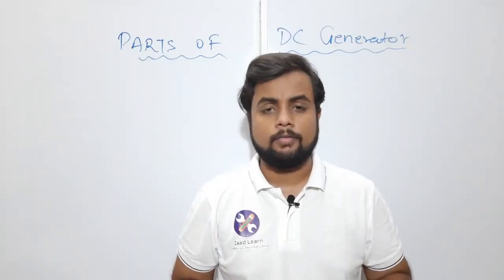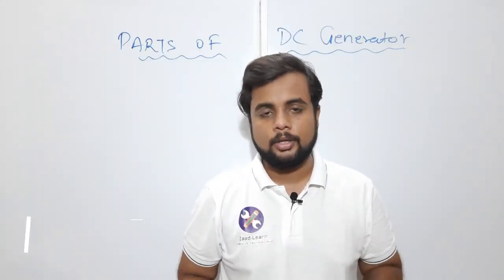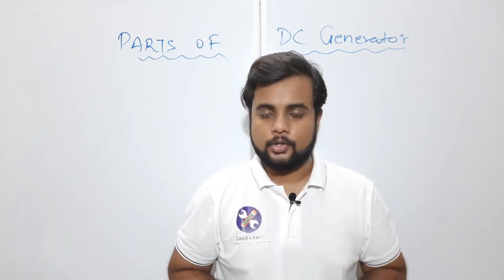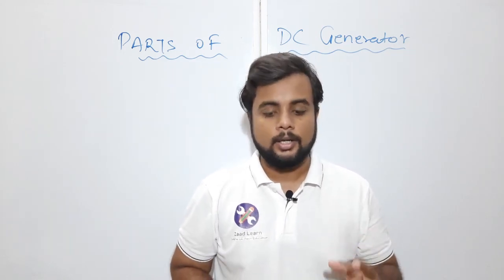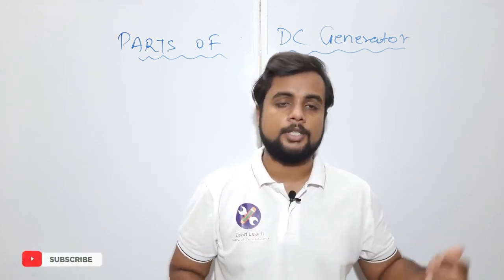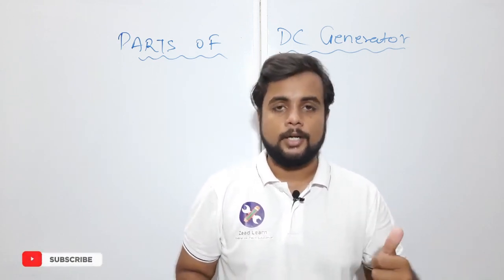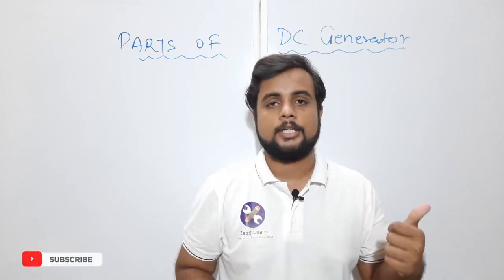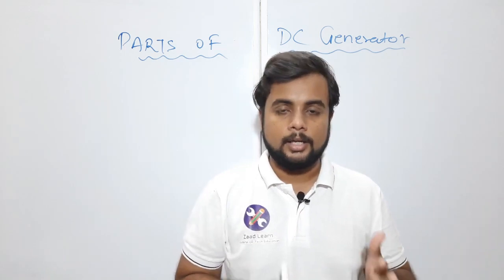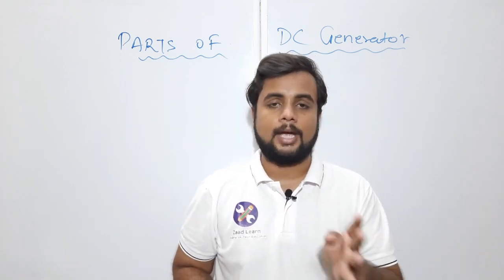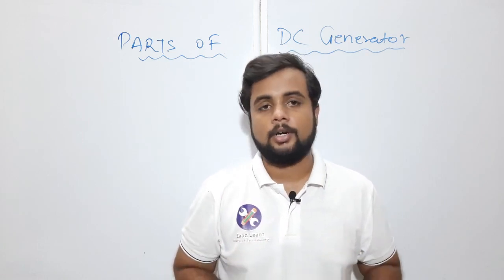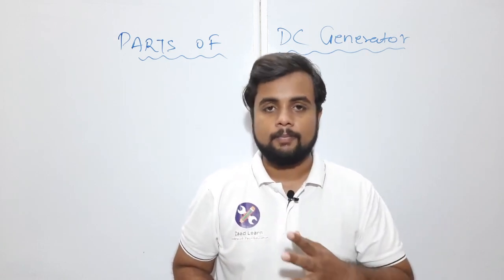A DC generator consists of two main parts. One is the armature, another is the field. The armature keeps rotating inside the generator and the field is stationary. Sometimes people call the armature and field by different names, which are rotor and stator. Stator, like the name suggests, is stationary. That means the field is actually the stator, and in the case of a DC machine, the rotor is actually the armature. So the two main parts of a DC generator are the armature and the field.